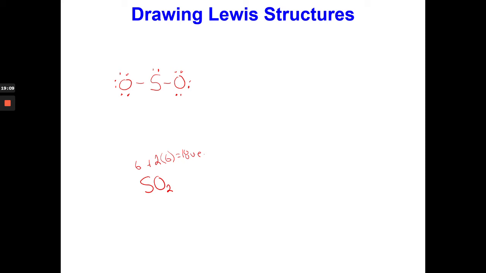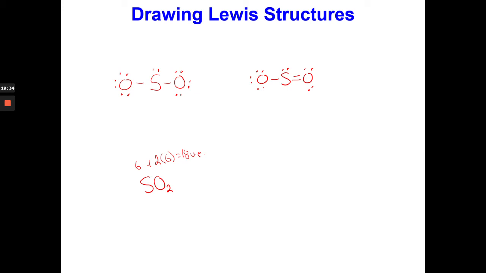So I've seen this game before. I know I need a double bond. So I go sulfur, double bond, oxygen, single bond, oxygen. That's 2, 4, 6, 7, 8, 9, 10, 11, 12, 13, 14, 15, 16, 17, 18. Now the oxygen on the left feels 8, the oxygen on the right feels 8, and the sulfur feels 8.